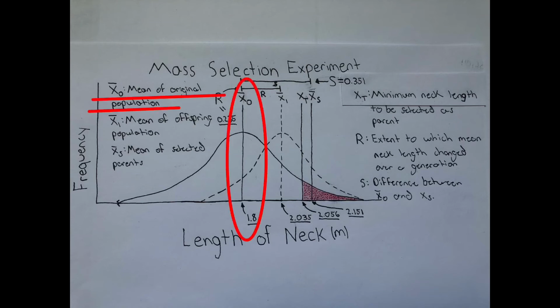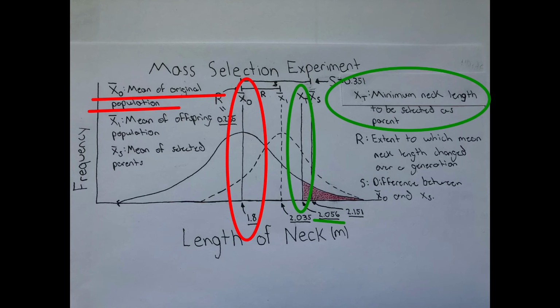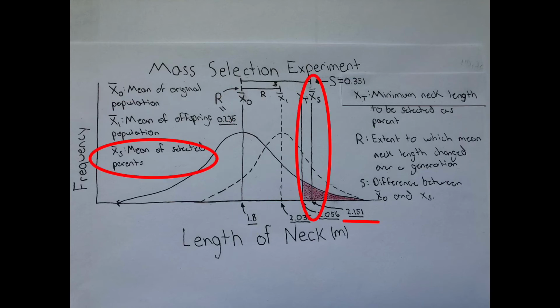From the mean neck length of the original population, being 1.8 meters, I can find the truncation point, which tells me the minimum neck length I want to include in my experiment. So any giraffe with a neck length longer than 2.056 meters will be selected as parents. Next to the truncation point is the mean neck length of the selected parents, being 2.151 meters.